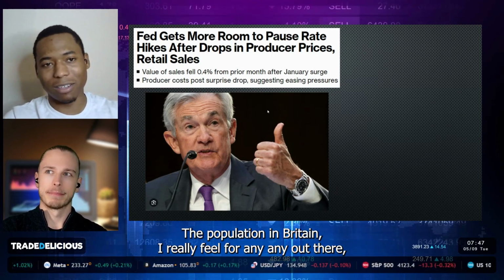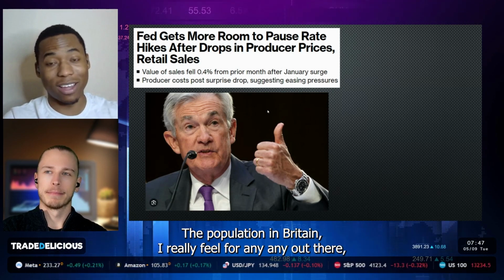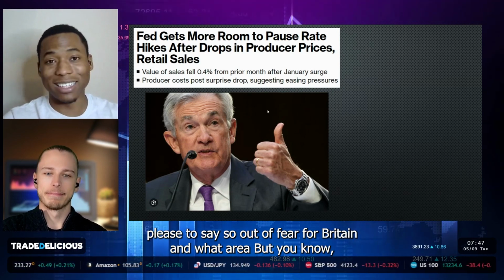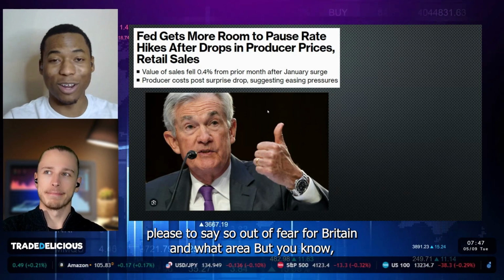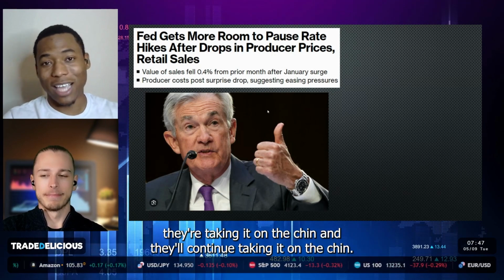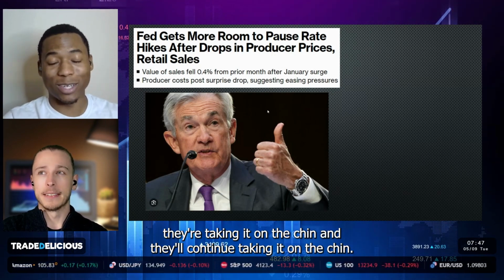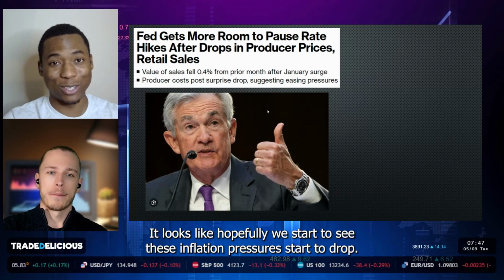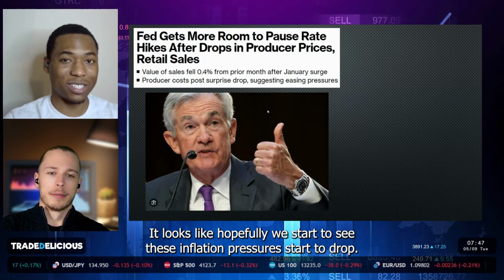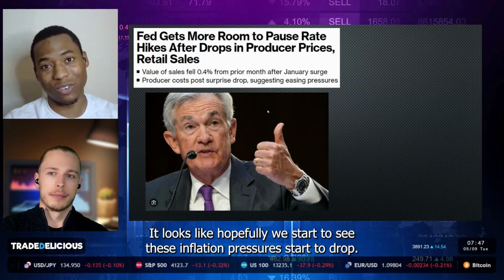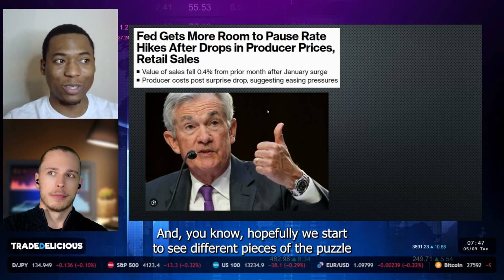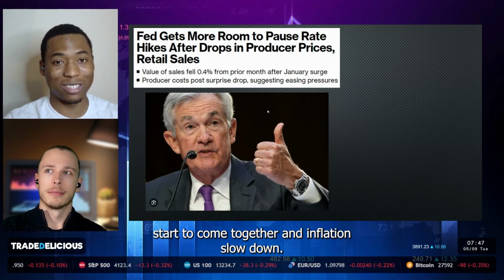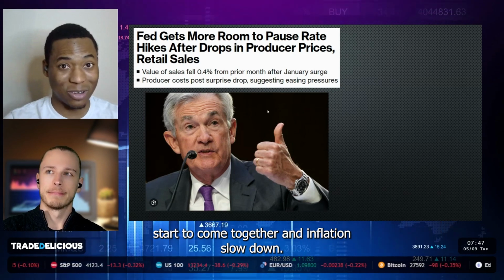The population in Britain, I really feel for any of you guys out there. Please say so in the chat if you're from Britain and what area. But they're taking it on the chin, and they'll continue taking it on the chin. It looks like hopefully we start to see inflation and pressures start to drop, and hopefully we start to see different pieces of the puzzle come together and inflation slow down.